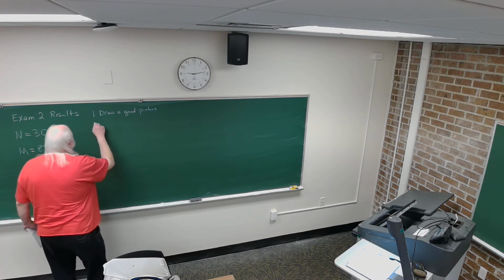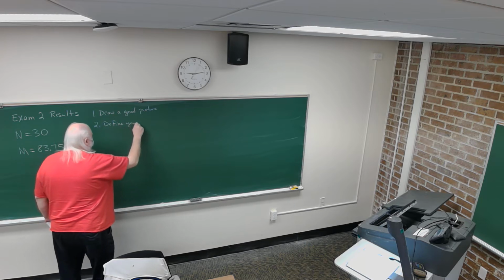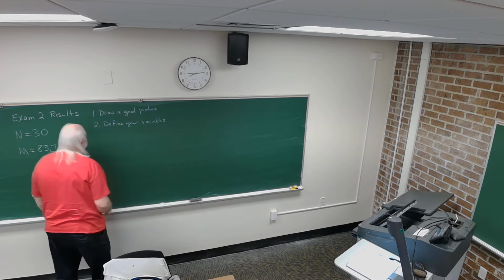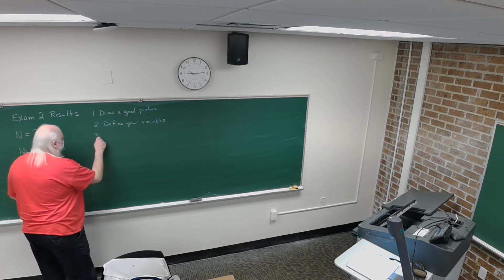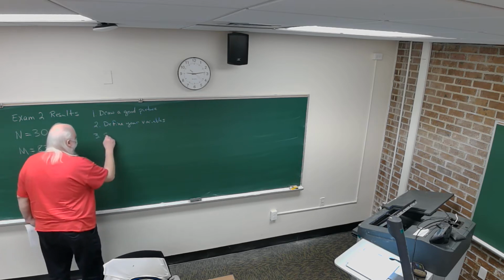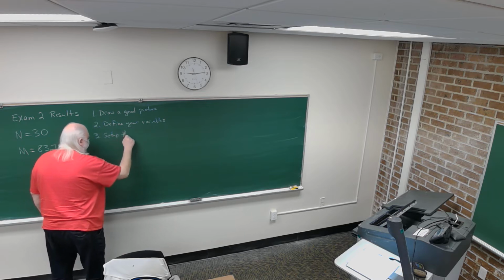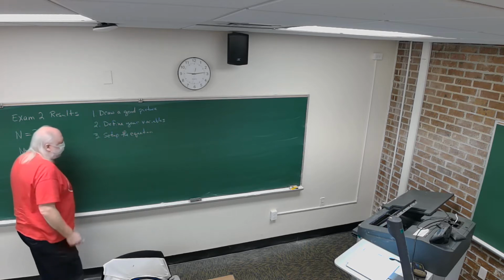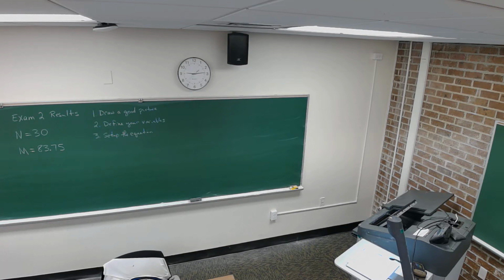Okay. Second step, define your variables. What does x represent? What does y represent? What does z represent? And so forth. Okay. Third, set up the equation. And the equation is just a mathematical model describing what it is we're trying to solve.